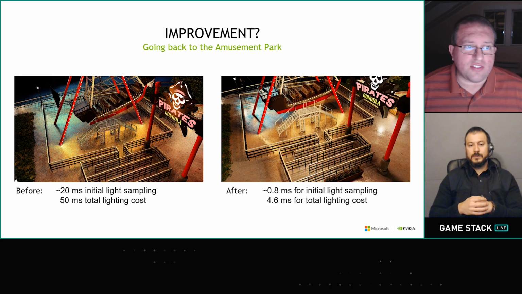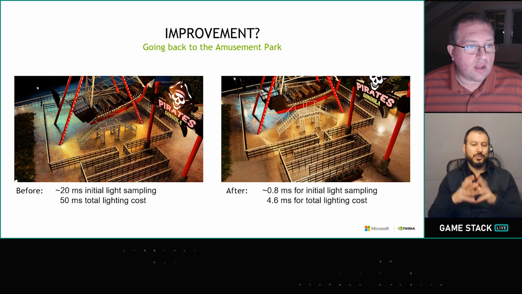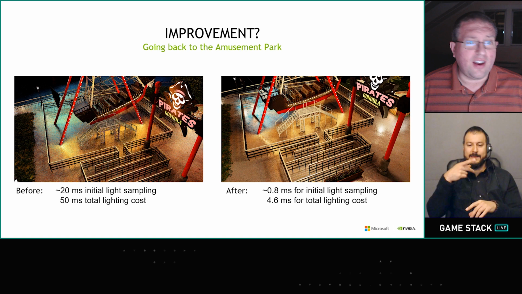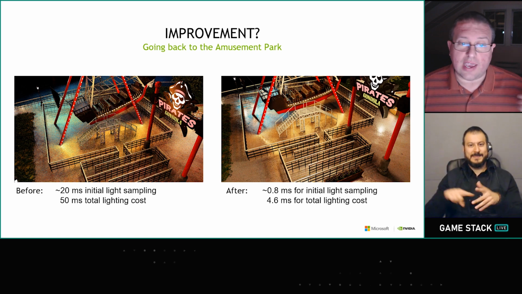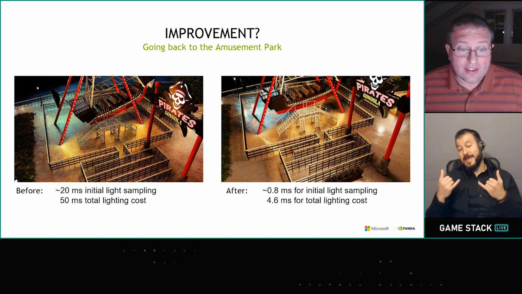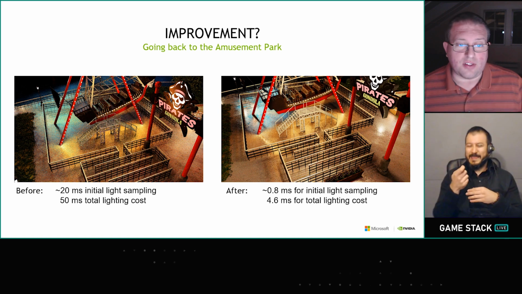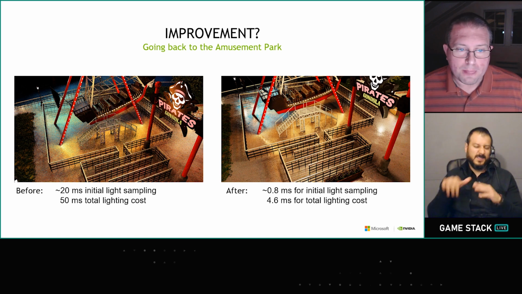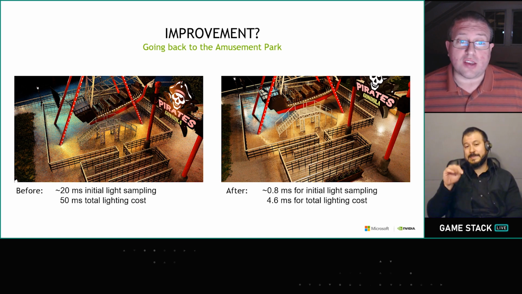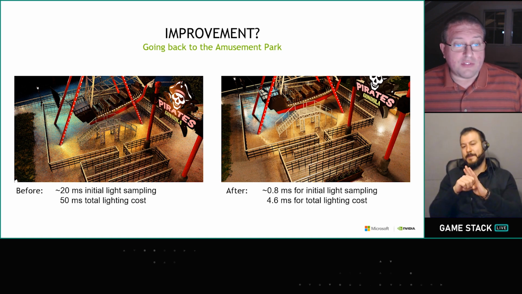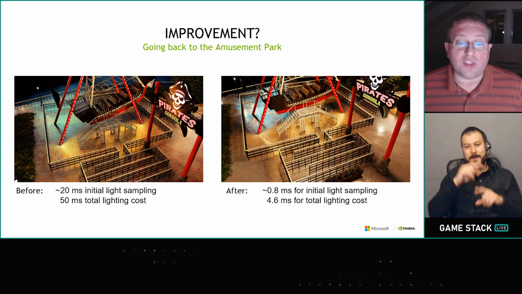So what does this get us? So going back to the amusement park image that we showed before, in our SIGGRAPH paper last year, it took 50 milliseconds to do the lighting pass, of which 20 milliseconds was for these initial candidates. Today, in my research prototype, which is slightly different than RTXDI, but essentially it's all there, it costs 4.6 milliseconds here, of which 0.8 milliseconds is for the initial light sampling. And this is not only a huge improvement in absolute magnitude, but also as a percentage of the frame time.